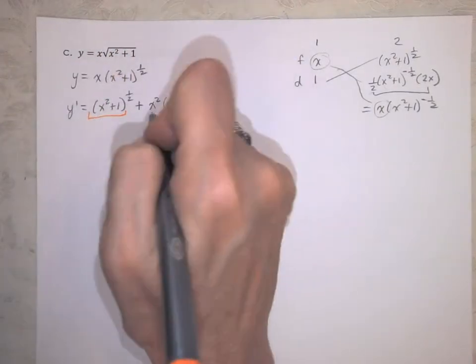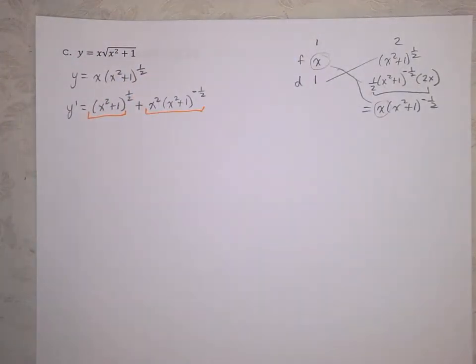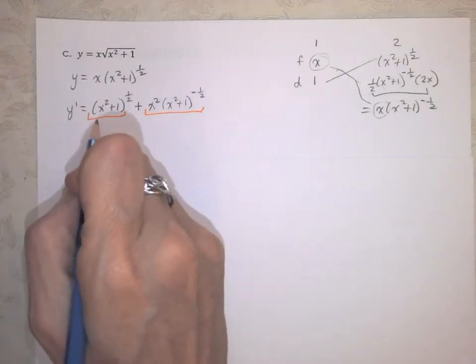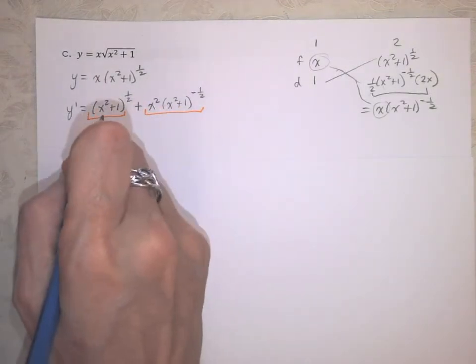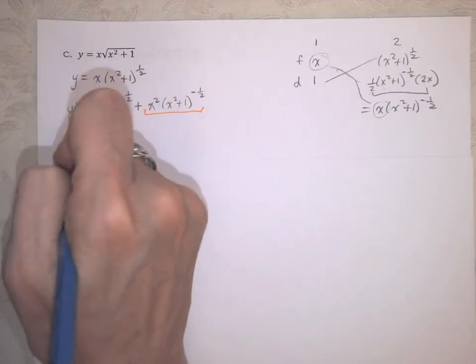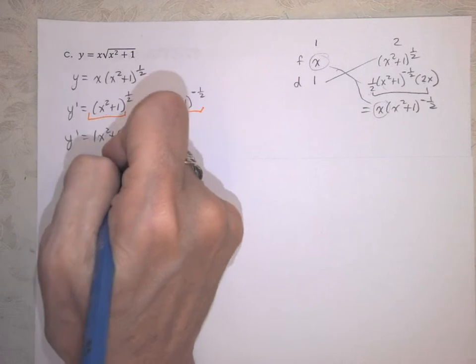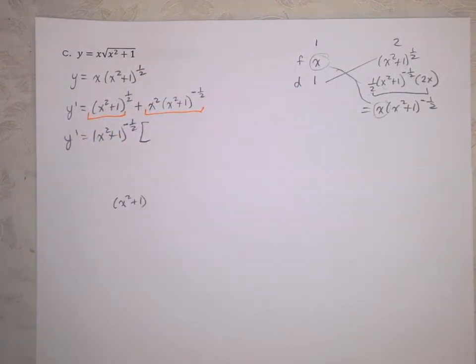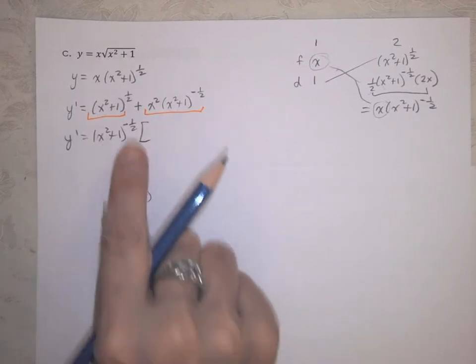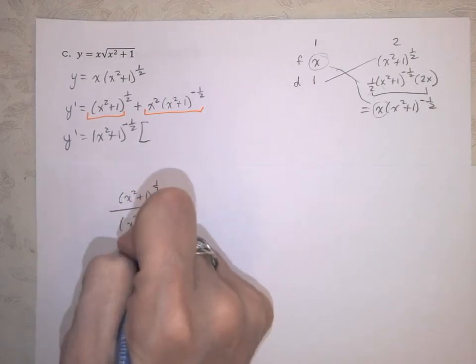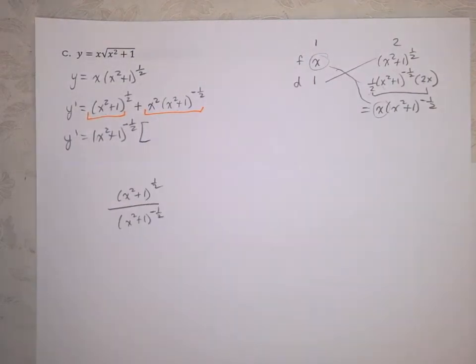So here's my first scoop, and there's my second one. And we're looking for the greatest common factor. So we see that both of them have x squared plus 1 binomial in common. And the smaller exponent is the exponent negative 1/2. So that's my common factor. So now I'm going to divide the first scoop by the common factor. And look at how nice this works out.